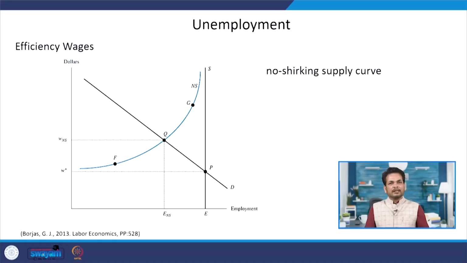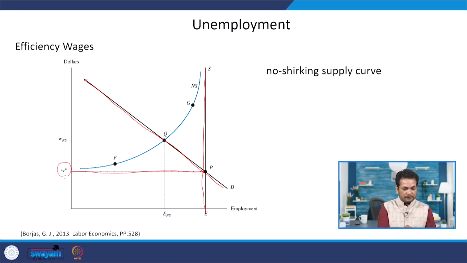Now, let us try to understand and derive the no shirking supply curve of the workers by the firm, how it is upward sloping. So, what we discussed is that at a particular point of time in a competitive market, the demand for labor is D and the supply of labor is S, and the market clearing wage rate is W star.